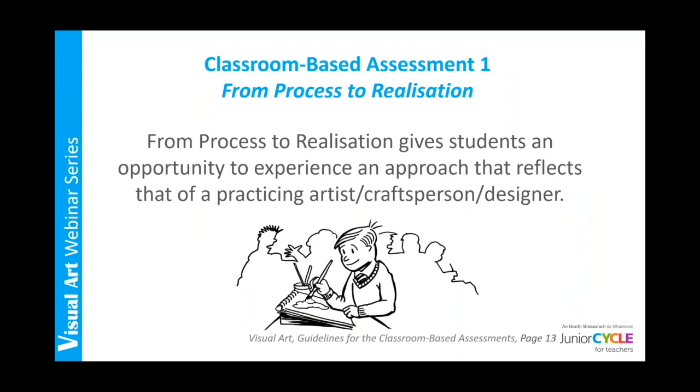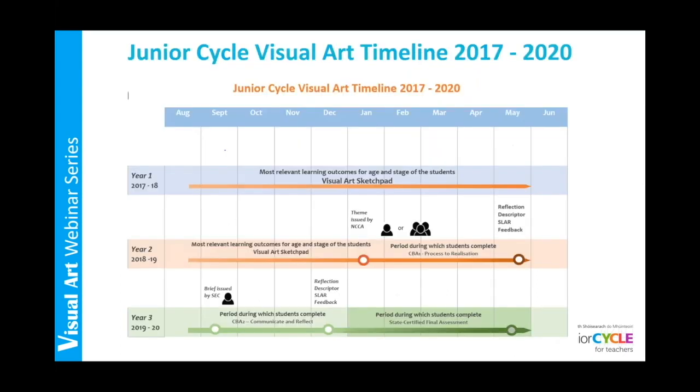Our first classroom-based assessment is called From Process to Realisation. This CBA gives students an opportunity to experience an approach that reflects that of a practicing artist, craftsperson, or designer. It allows the students to experience an organic artistic process.